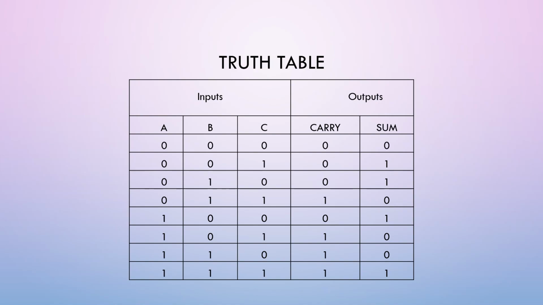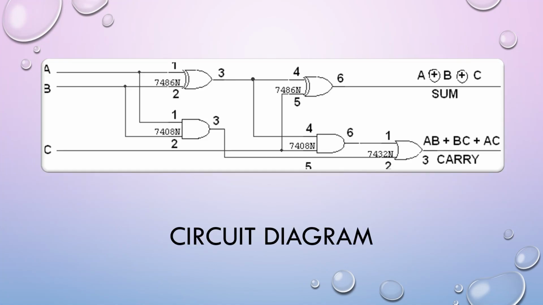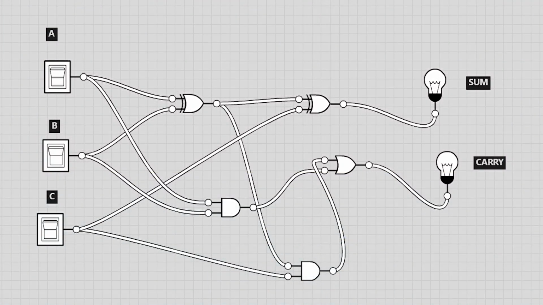When A is 1 and C is 1, the carry will be 1 and the sum will be 0. When both A and B are 1 and C is 0, the carry will be 1, the sum will be 0. When all A, B, C are 1, the carry will be 1, the sum will also be 1. Next is the K-map, this is the K-map of full-adder. This is the circuit diagram of full-adder. Now let's see the simulation of full-adder.